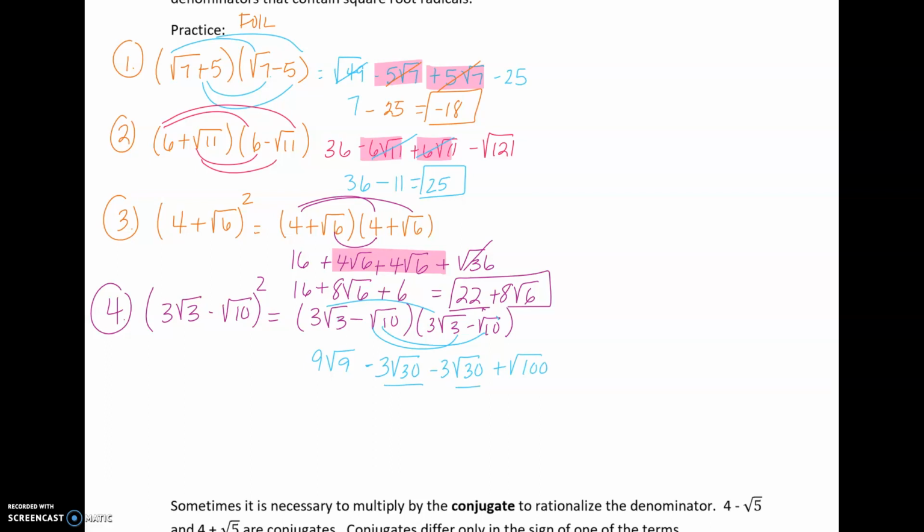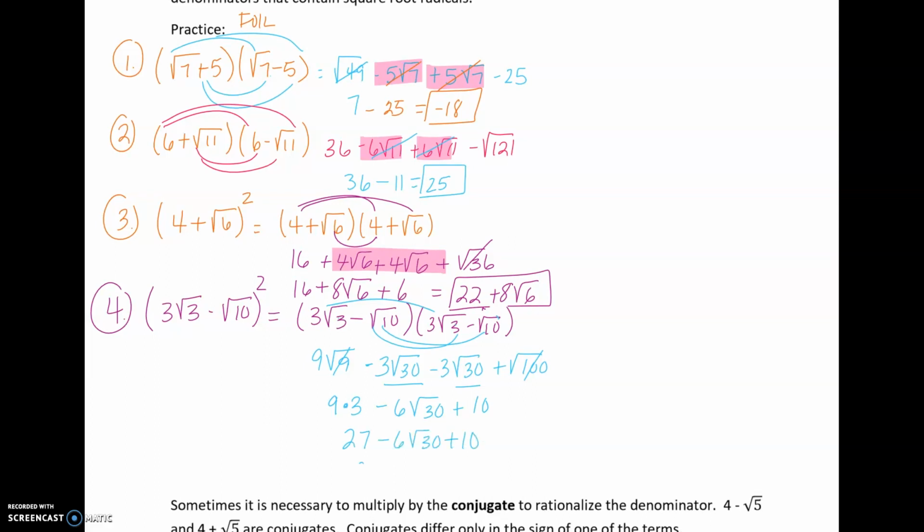These middle terms are like terms. This is a perfect square, so this becomes 9 times 3. This becomes minus 6 times the square root of 30. And 100 is a perfect square, it's 10. There are no perfect square factors in 30, so we leave that just like it is. And we get 27 minus 6 square root of 30 plus 10. And we combine those like terms and get 37 minus 6 square root of 30.